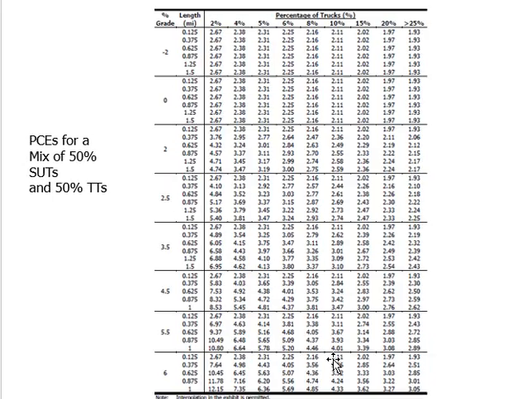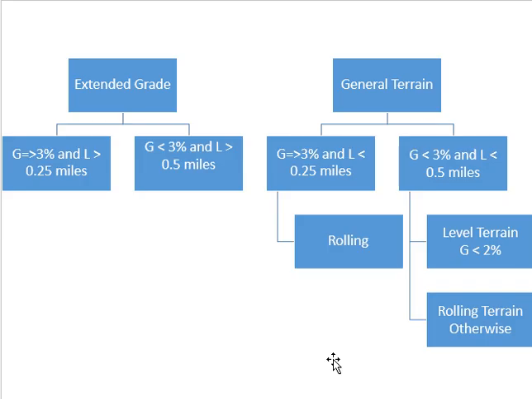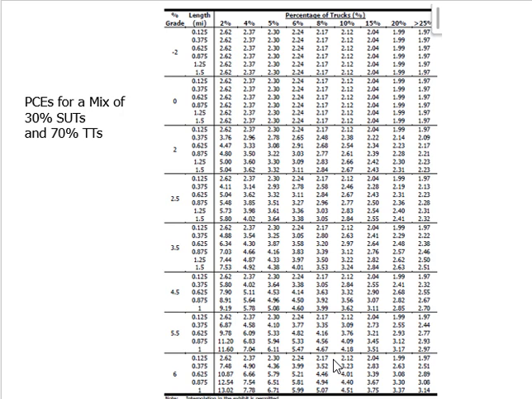I go to my criteria. First of all we need to decide, are we here? Is my gradient more than 3%? Yes. Then I need to see if my length is more than 0.25 miles. My length is 1.5 miles, right? So I am here. I satisfy this condition. That means I have an extended gradient. So I have to use one of these tables, not the first one. The first one was level and rolling. I have to use one of these tables depending upon the percentage of heavy vehicles.